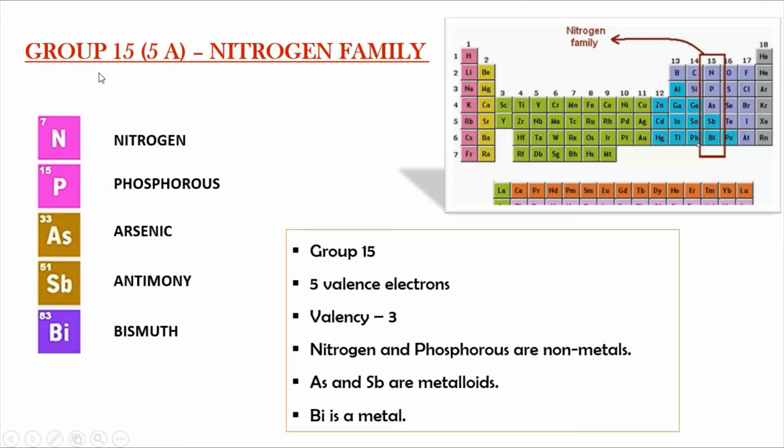The elements in group 15 are called nitrogen family elements. There are 5 valence electrons and valency equal to 3. Nitrogen and phosphorus are non-metals, arsenic and antimony are metalloids and bismuth is a metal.